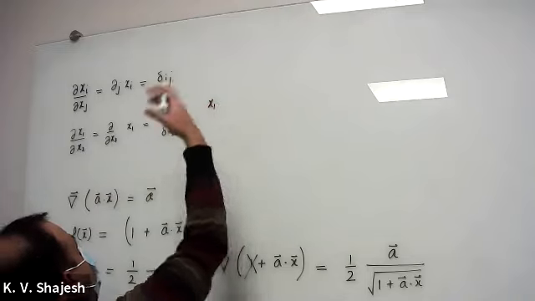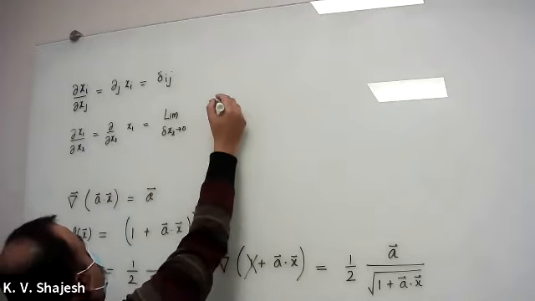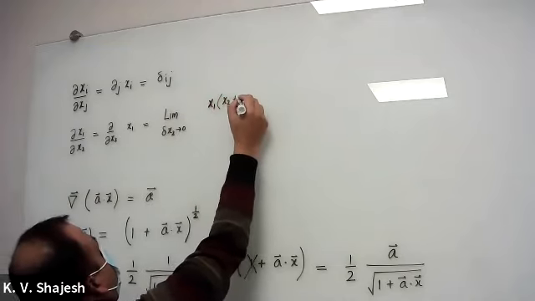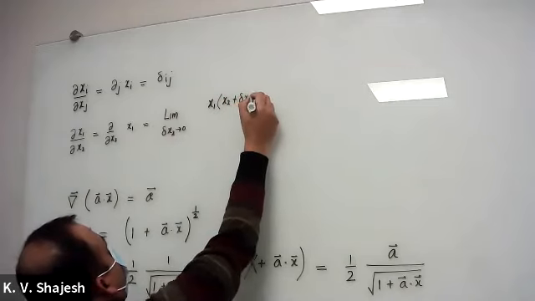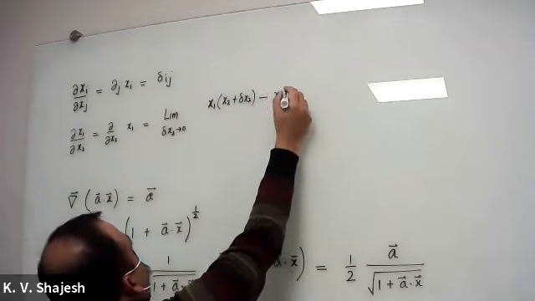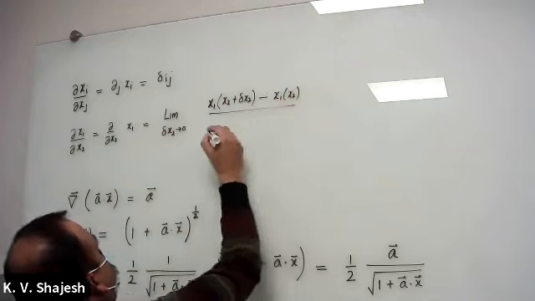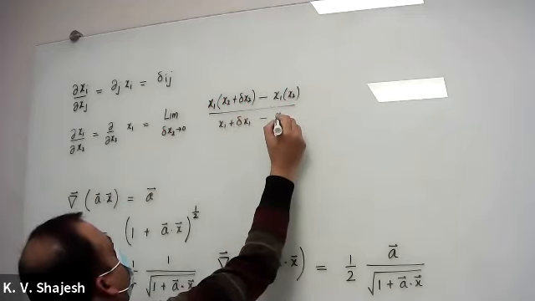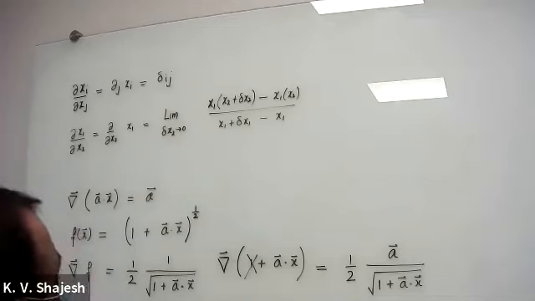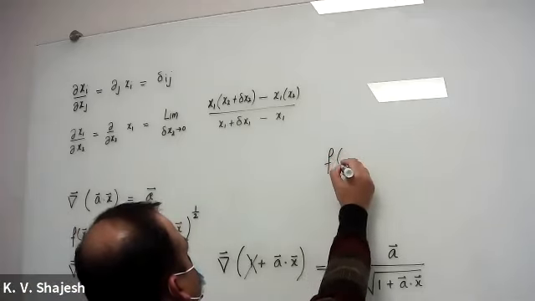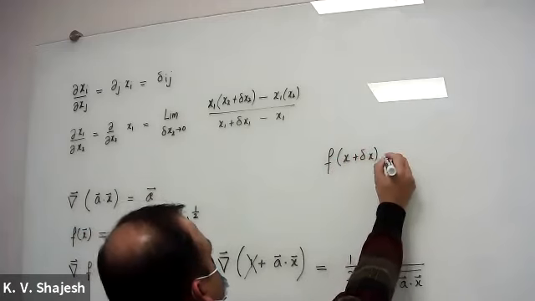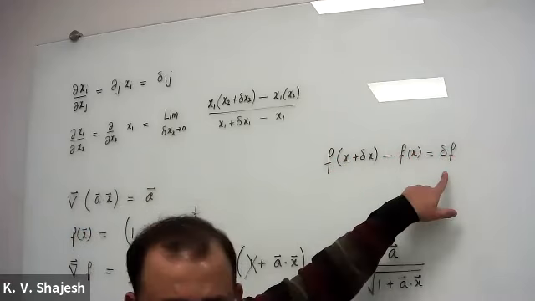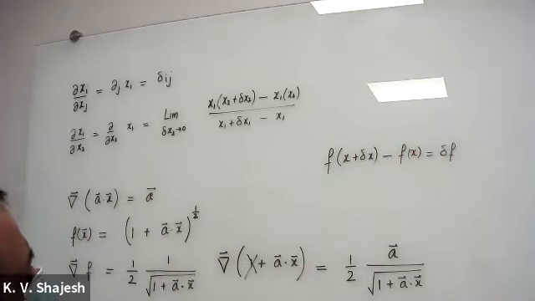So x1, I'm assuming, is a function of x2. You will say this is x2 plus delta x2 minus x1 of x2, divided by x1 plus delta x1 minus x1, correct? That's how you would do this. But now I can also call this f of x plus delta x minus f of x as delta of f, right? That could be a definition, and that's what typically you say.